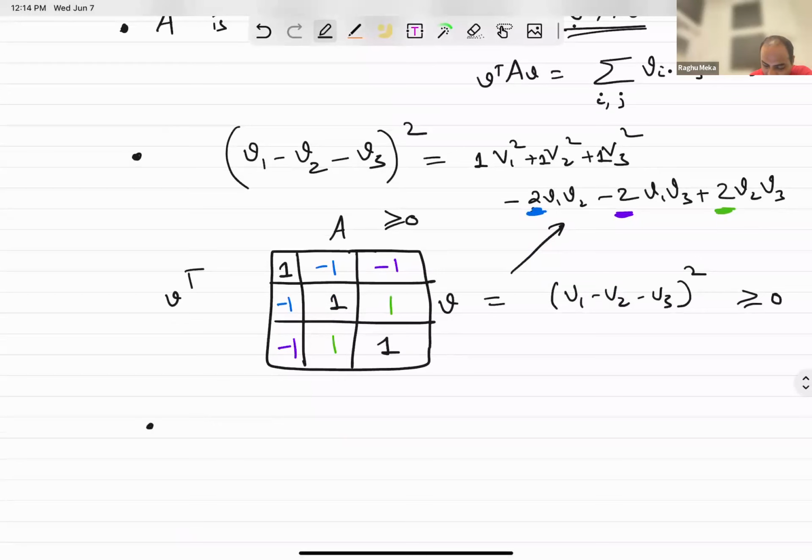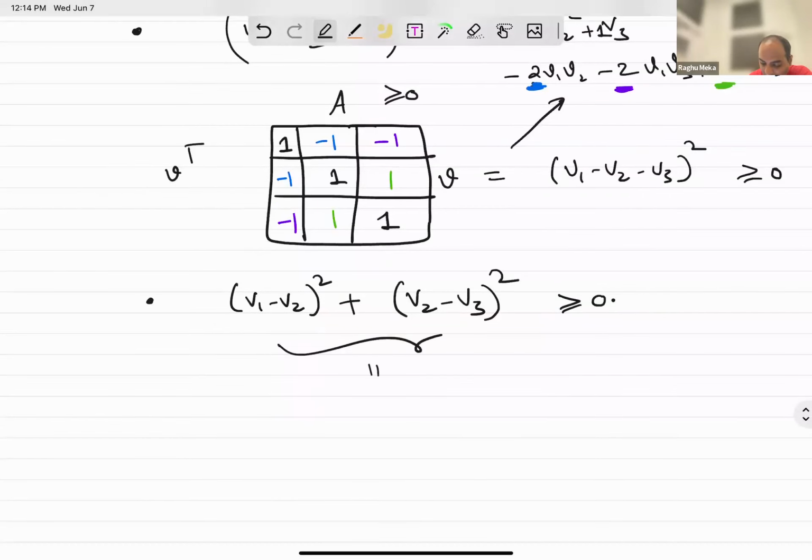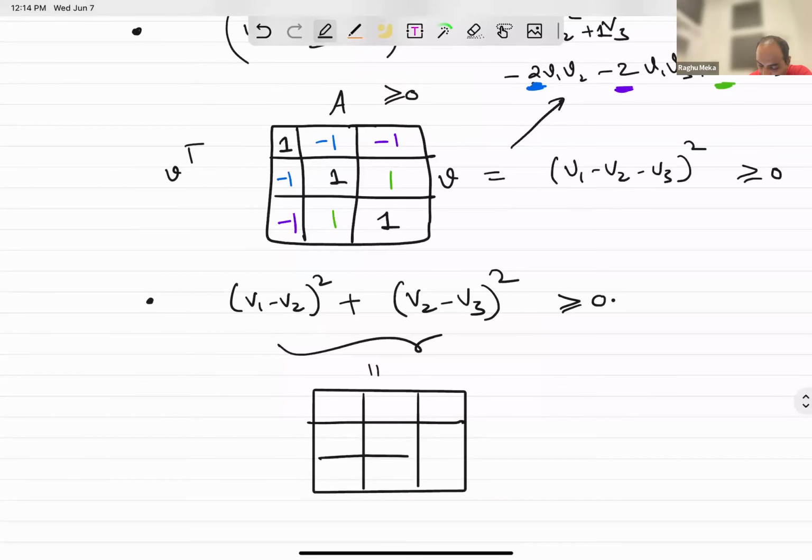And you can build things in this way. If I look at the quadratic form V1 minus V2 whole squared plus V2 minus V3 whole squared, this is also always non-negative. So I can then define a corresponding matrix which gives me this quadratic form. There are many ways to get such positive semi-definite matrices, and these are some of them. Any questions about this?